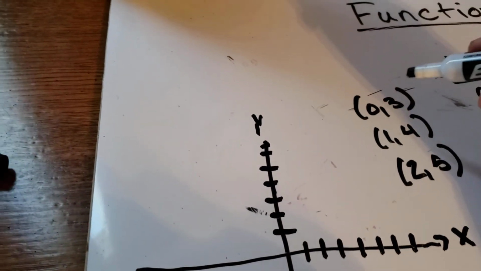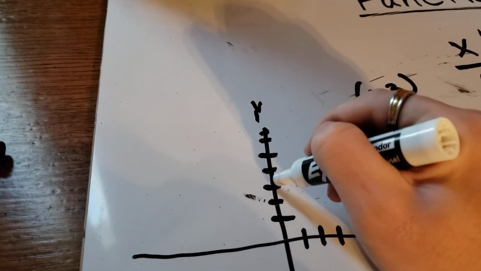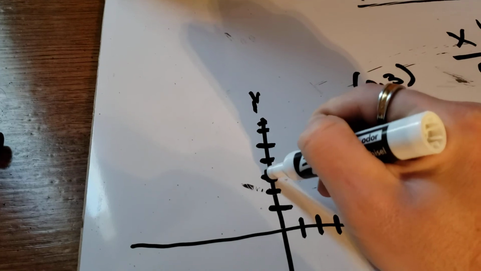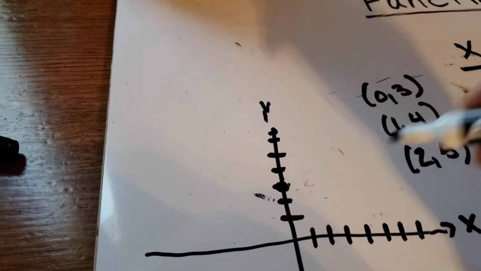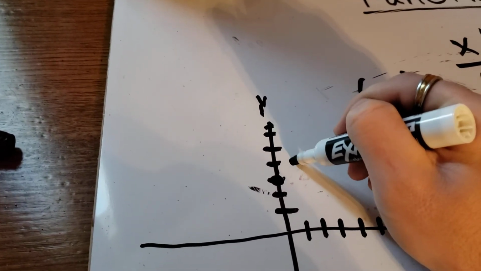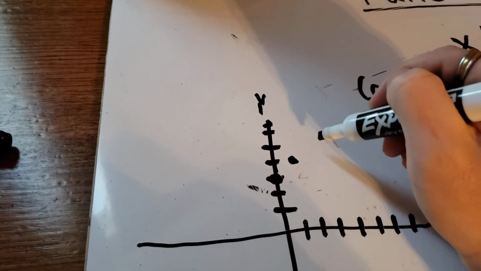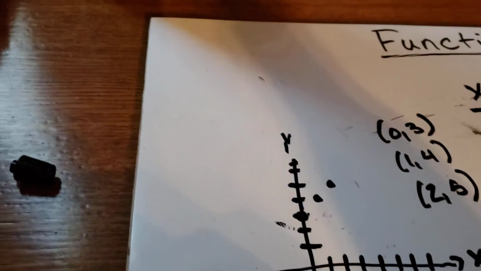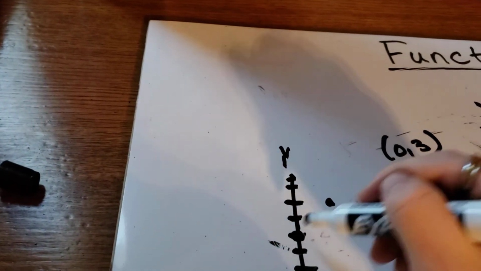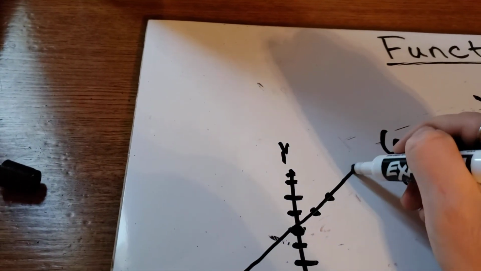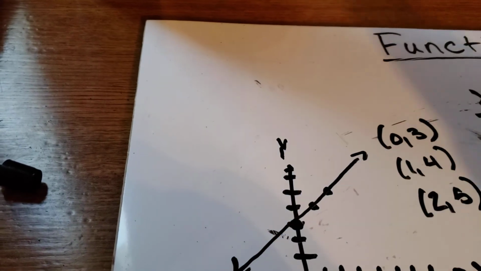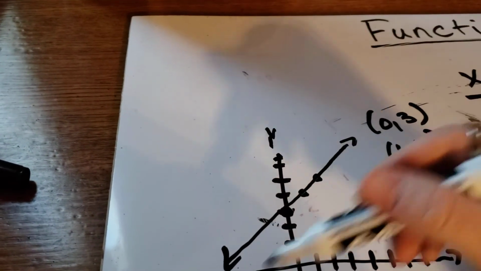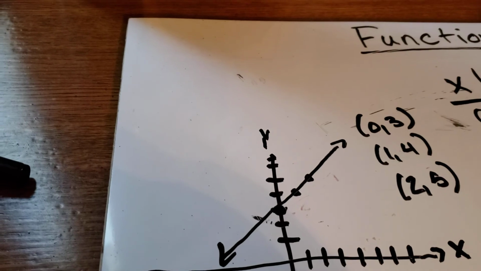So then we could plot these. So we've got 0, 3 as our first point. That would be right there on the y-axis. 1, 4 would be our next point. 2, 5 would be our next point. And because this relationship is constant, when we graph it, we put a line through it, we actually should have a straight line, right? And it does actually go on into the negatives in this example.